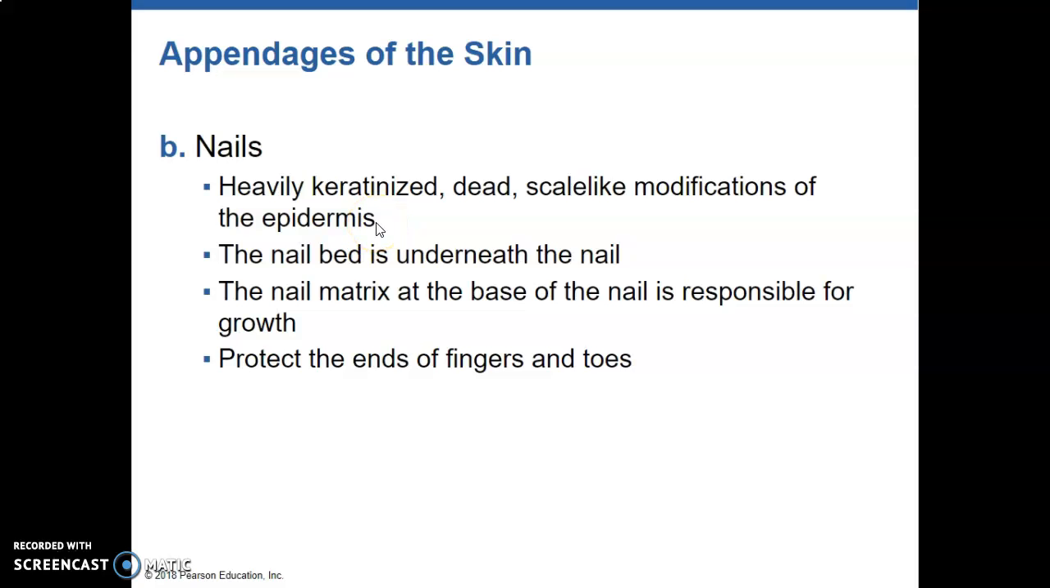The epidermis, as we've learned, is the outer layer of the cutaneous layer of your skin. The nail bed is underneath the nail, and it's actually the nail bed that makes the nails. The nail matrix is at the base of the nail, and it's responsible for growth. So just like on the previous slide, we learned that hair growth happens in the follicle at the base of the hair shaft. Also, nail growth happens at the matrix, or the base of the nail, as well. And the function of the nails is to protect the ends of the fingers and the toes.